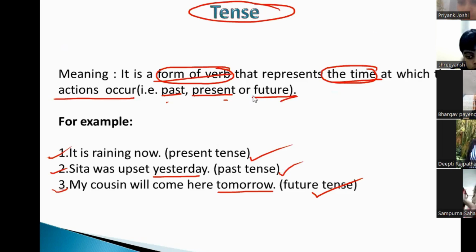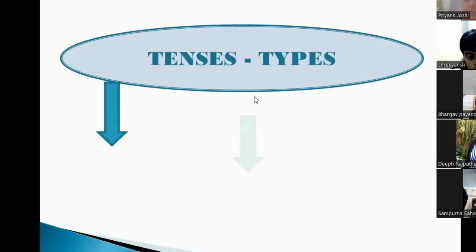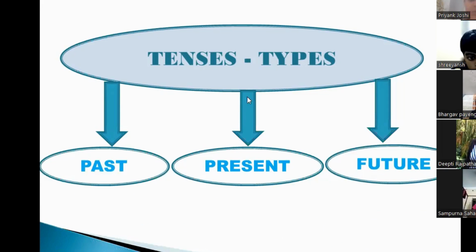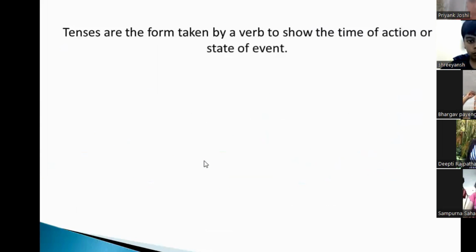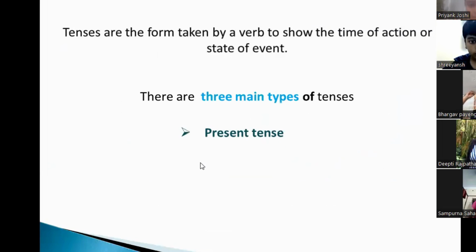Based on that, we have classified tenses into three main types. What are those three main types? Past tense, present tense, and future tense. Past tense represents the action that has already completed in the past time. Present tense represents the actions that are continuing in the present time. And future tense represents the action that is going to take place in the future time. So basically tense is nothing but a form of verb that represents the time of action.